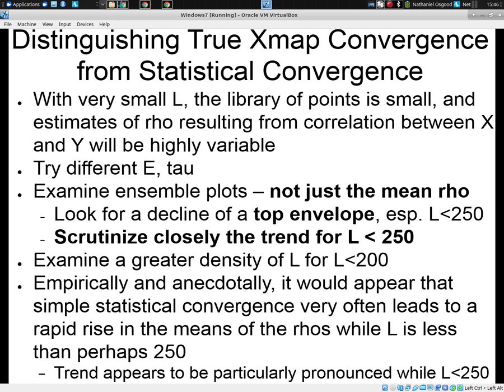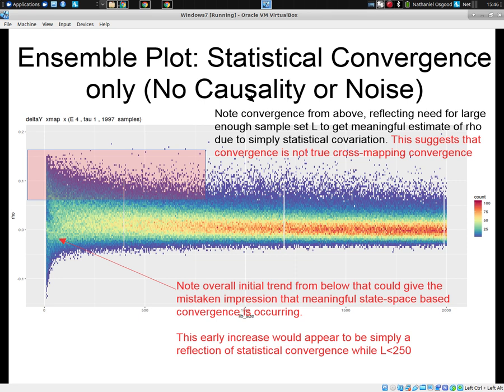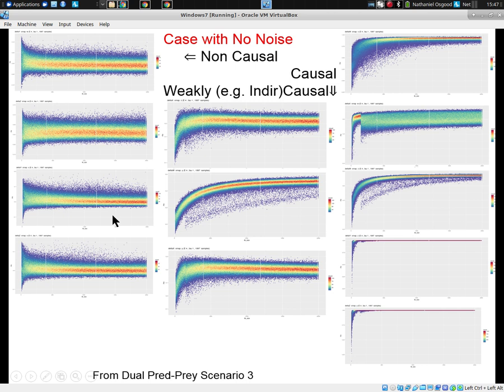I think that statistical convergence can lead to the means of the rows rising. And this is one of the reasons you need to look at an ensemble, and a sort of a whole envelope here, not just the mean, not just the average.